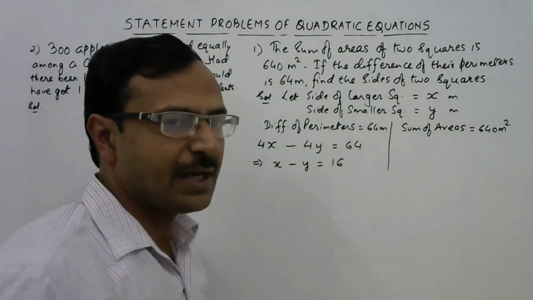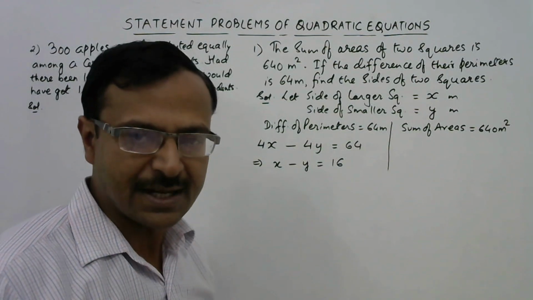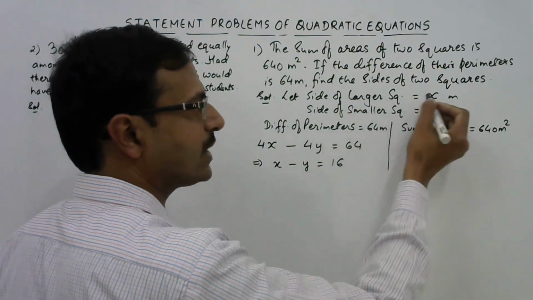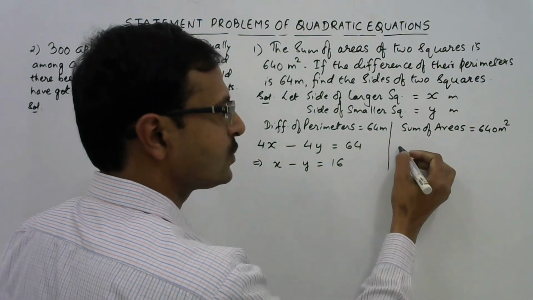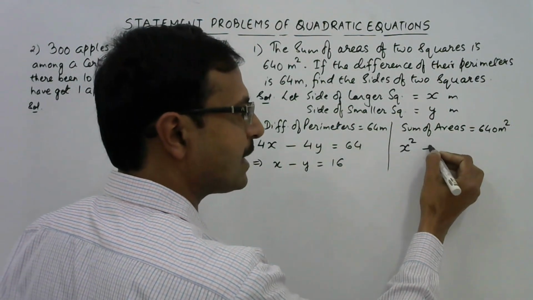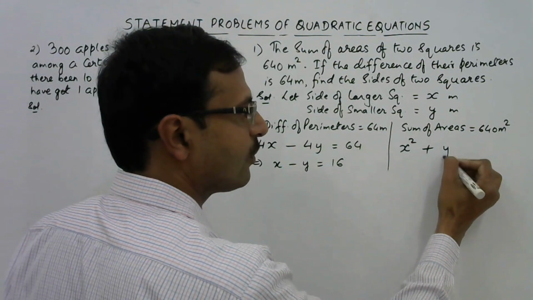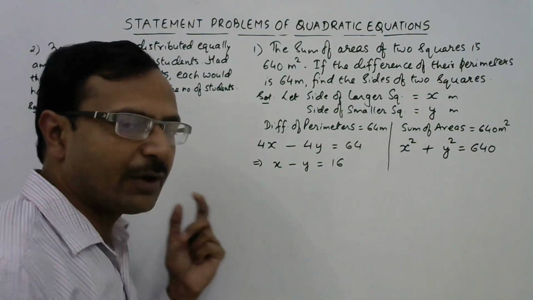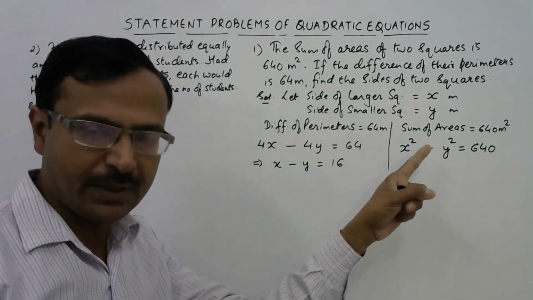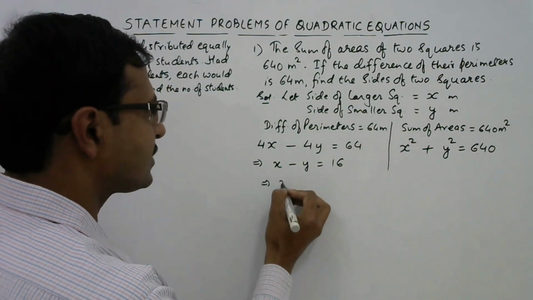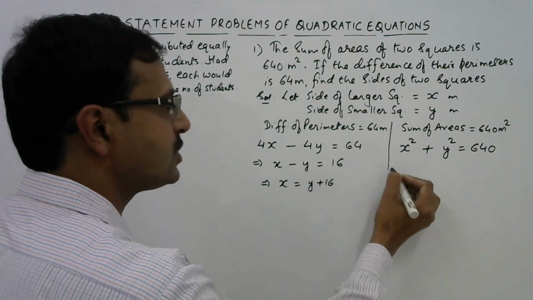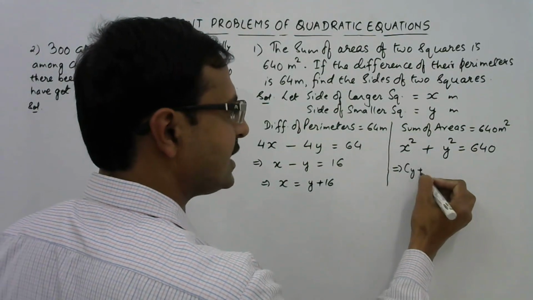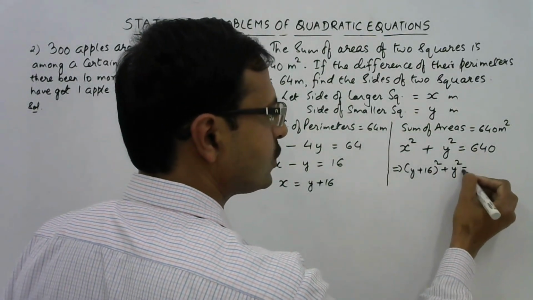And the sum of areas: what is the area of a square? Area of a square is side into side, that is side square. So I will write the area which is greater first. The larger square is x meters long, so this area is x square, and sum means plus the smaller square, y square, equal to 640. Now all you will have to do is eliminate one of the variables, either x or y, and put it in this equation. So I'll take the value of x from here, which is y plus 16, and substitute it here. So this equation becomes y plus 16 whole square plus y square equal to 640.